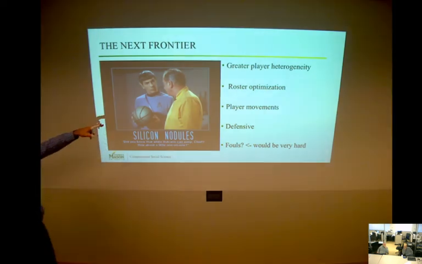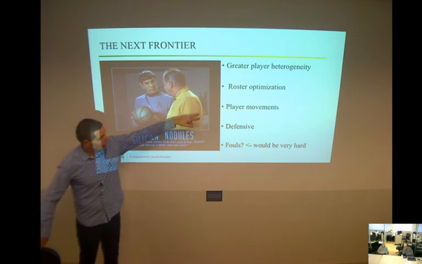I can add greater heterogeneity into the agents and also more attributes, but I don't want to throw too much at it because then it's just a mess. I can use this to optimize a roster: when I introduce the different players, maybe I can change the probability of getting a rebound if I have a taller team, or the probability of getting the basket with other players. So you can play around with the mix of your team, obviously the speed of the players, the player movement.